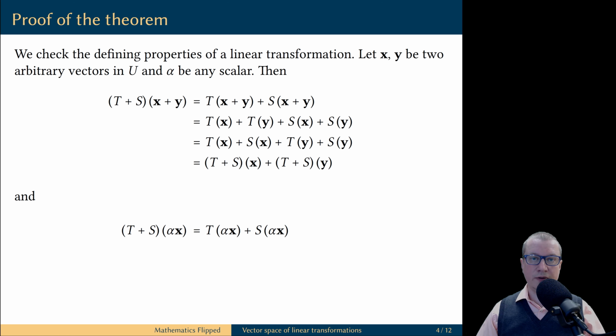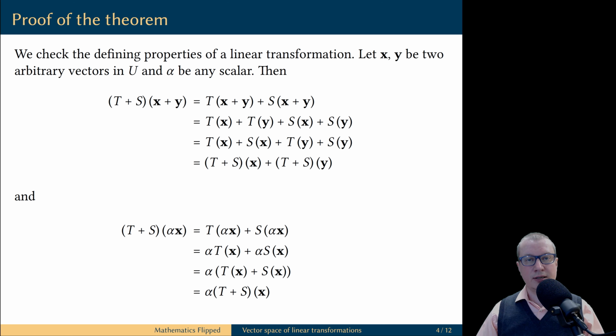First, we use the definition of the function t plus s. Then we use the assumption that t and s are linear transformations. And then we use properties of vector operations in the vector space V. What we have in parentheses is the value of the function t plus s on the vector x. And this computation shows that the function t plus s respects scalar multiplication. Therefore, the function t plus s is indeed a linear transformation.